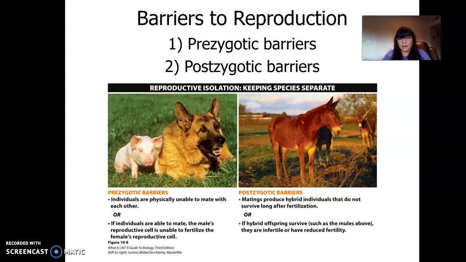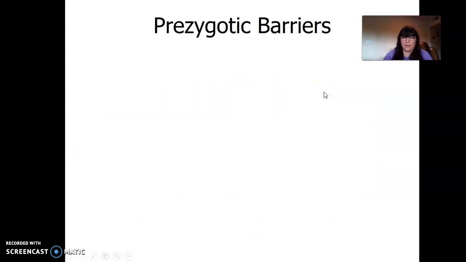Or postzygotic, right, where they do breed, but remember how we have our chromosomes or a chromosome number? So the chromosome numbers are off, bam, nothing's going to happen. Or if the species are closely related enough, maybe they do have babies, but the babies are hybrids and they're sterile or infertile. And if that's the case, then again, that species would stop there. So reproductive isolation, keeping species separate.